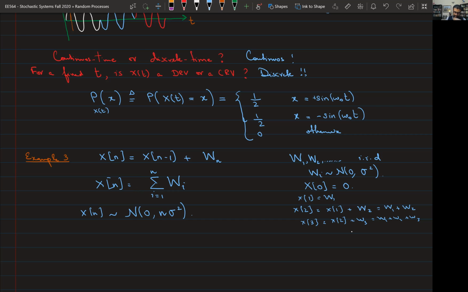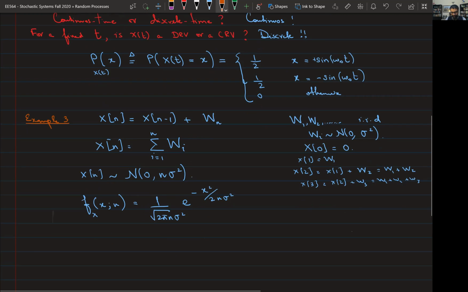Thank you. Okay, so therefore I can say that the PDF of x of n at a particular n is equal to 1 upon root 2 pi n sigma squared, e raised to power minus x squared by 2 times n times sigma squared. Right, so this is the first order PDF of this random process. Now, are there any questions here before I move on to a relatively more involved problem?